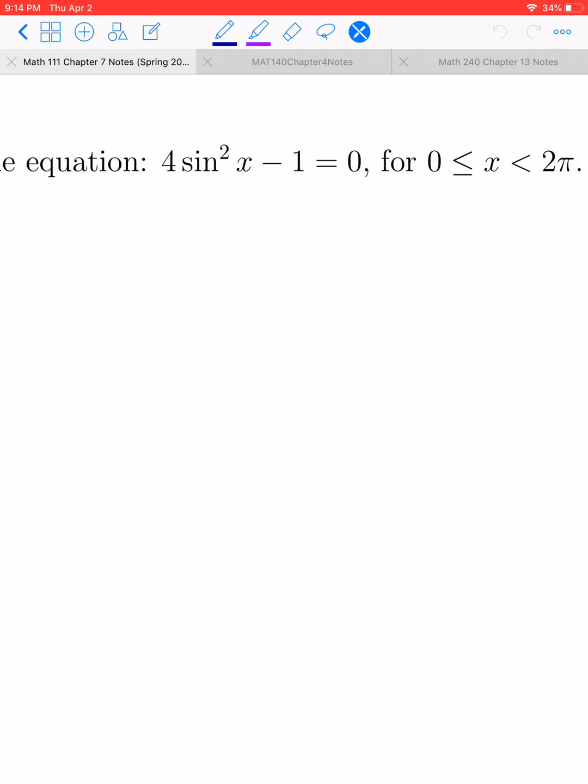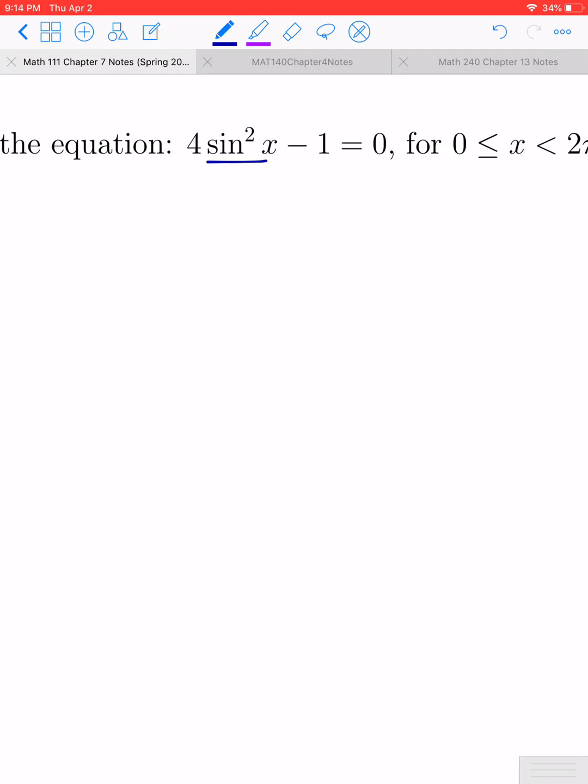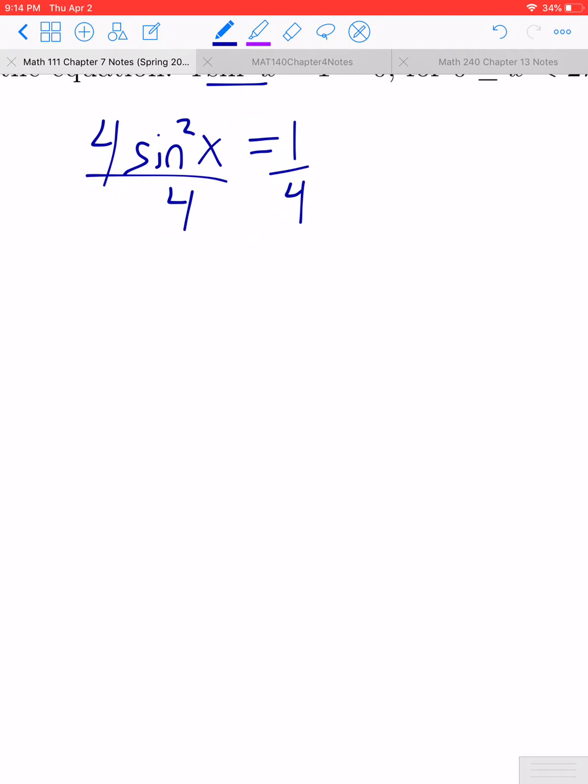This would actually factor. It factors as a difference of squares. Or another way you could approach solving this quadratic is to use the square root method, because there's no sine of x to the first power term. So let me go ahead and isolate the sine squared function first. I'm going to add 1 to both sides. I can then divide both sides by 4. So we would get that sine squared of x is equal to 1/4.